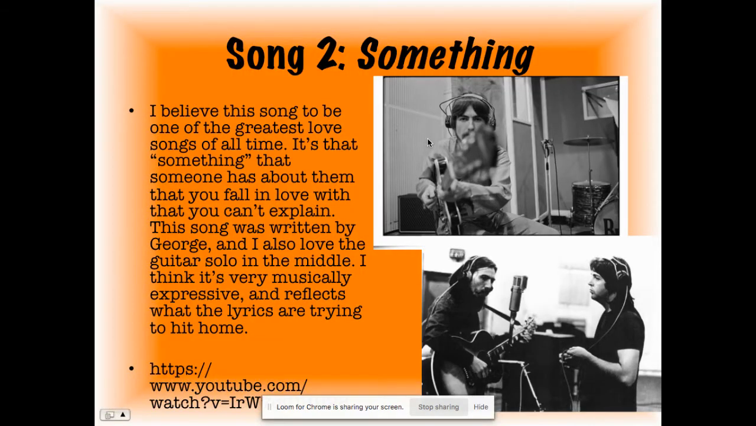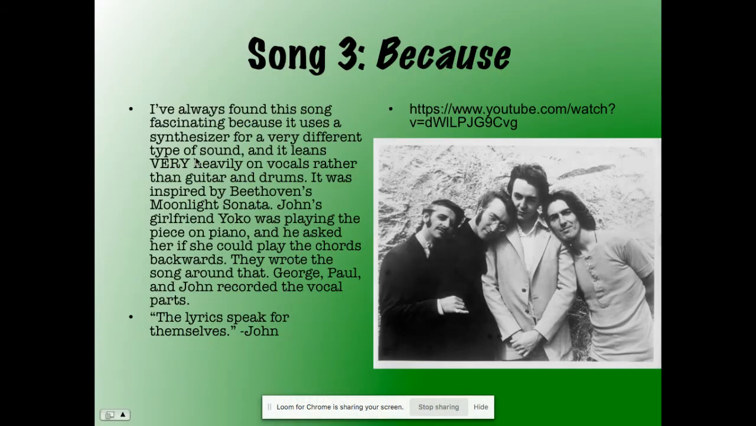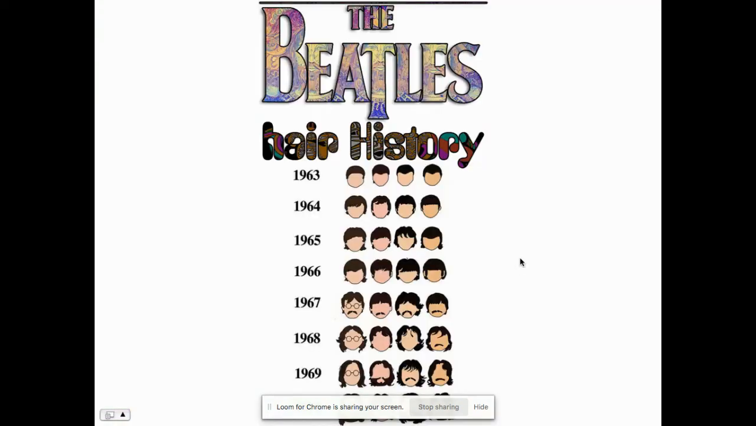So here's the same thing. Second song, blah, blah, blah. Talks about how it's a love song with this guitar solo. It's very expressive, blah, blah, blah. One of the great love songs of all time. Here's some pictures from them recording it. Here's the video. Again, you can use the Spotify link. That is fine. Song 3, same idea. Explains it. Where did the inspiration come from? Etc., etc. Picture. Great.